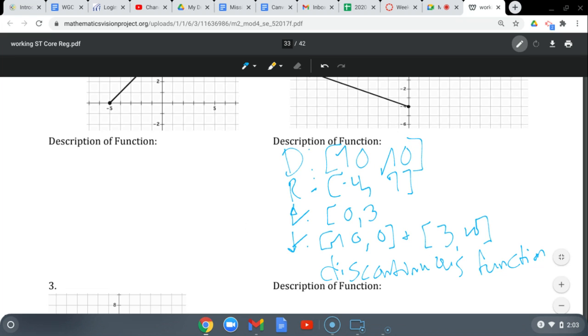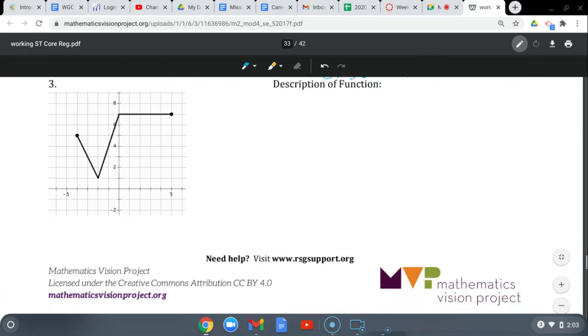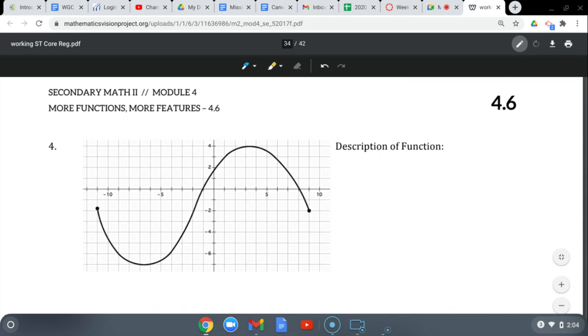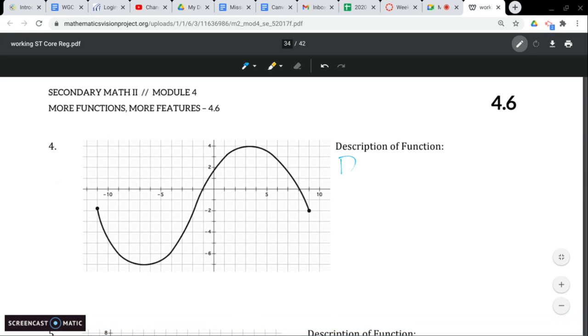All right, the next one we're going to look at is number 4. So first we want to do our domain. What's the furthest to the left that we go? We look, it's -11, so domain is -11 to, follow it all the way over, here's the furthest to the right we go, which is 9. So there's our domain. Our range, the lowest possible point we are ever at is right here, which is -7, to the highest possible point, which is right here, at 4.